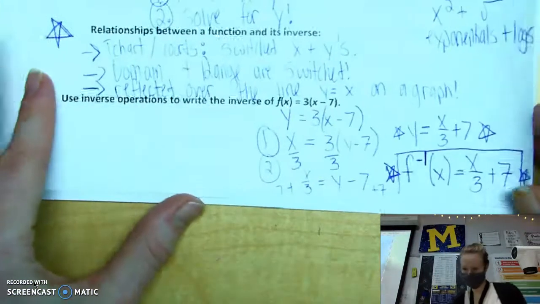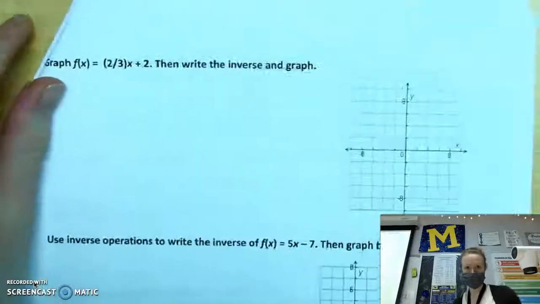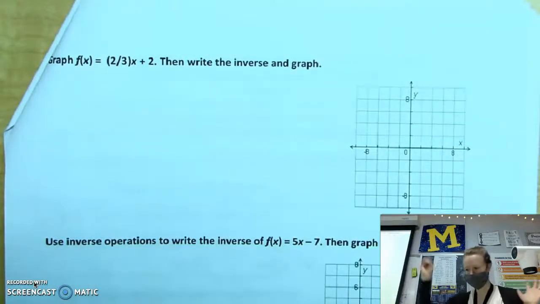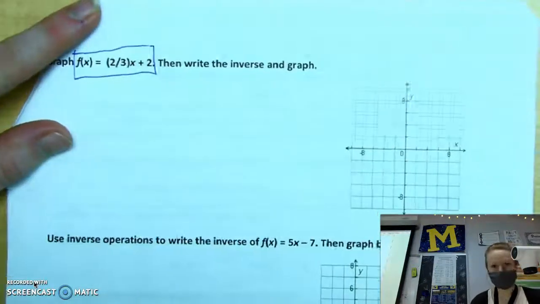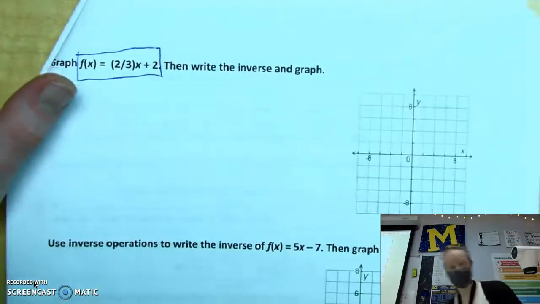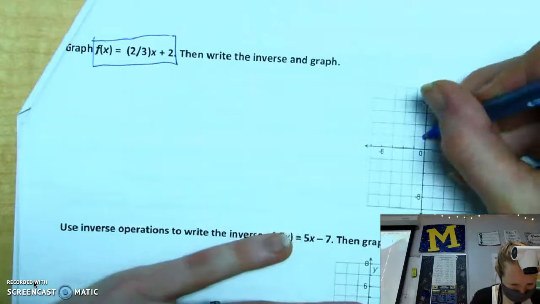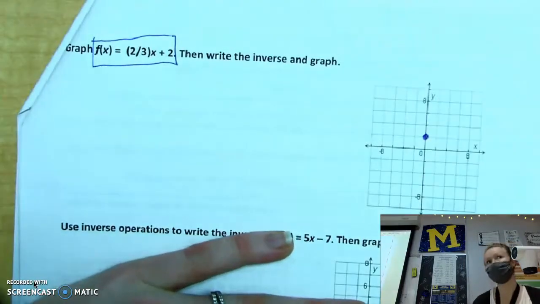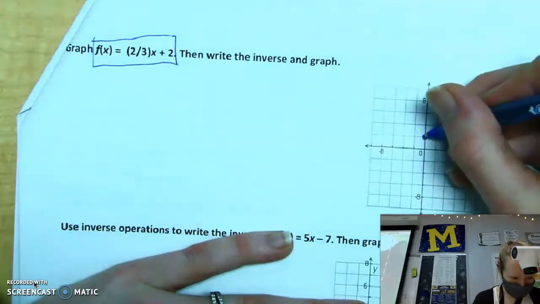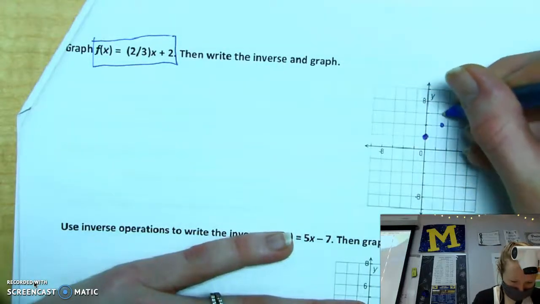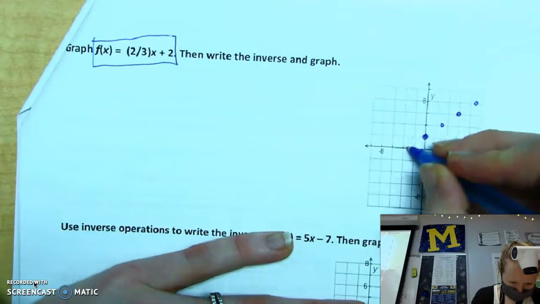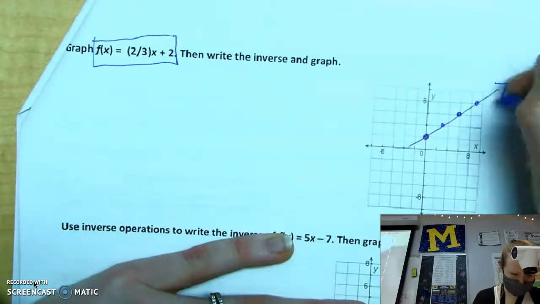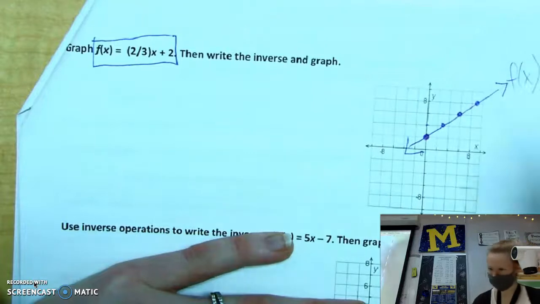Okay, last thing we're going to do. It says graph our original function, so I'm going to use two colors again. I have my original function, I'll stick with it in blue. Lucky for us, this is just a linear equation, so we can plot our y-intercept of 2. Notice how your graph is counting by 2's. So if I start at 2 and go up 2 over 3, up 2 over 3, up 2 over 3. This is my original function, f of x.